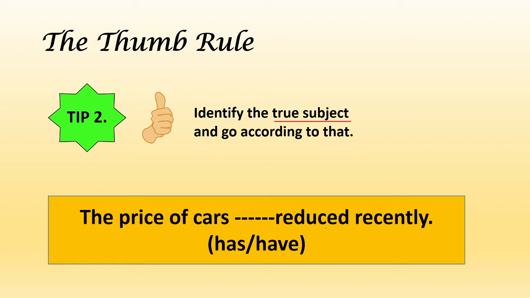What reduced? So we can ask a question, what reduced, or sometimes we can ask a question, who. So who or what, whatever answer comes, that becomes the subject. So what reduced? Price reduced, not the cars. So that means price is the true subject and price is singular. So a singular verb will come here. Now out of has and have, has is singular. So we are going to write here has. So has is the answer. So this is tip 2.